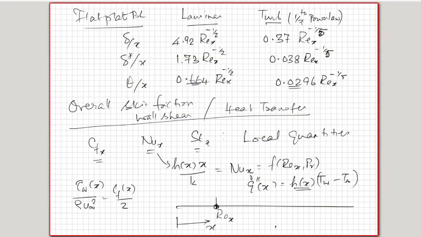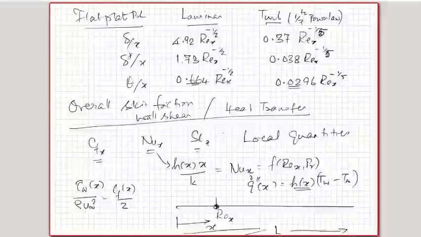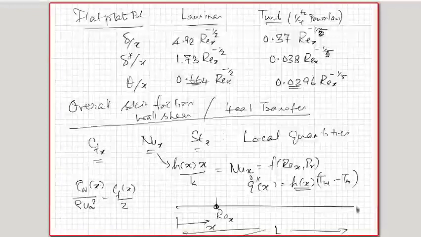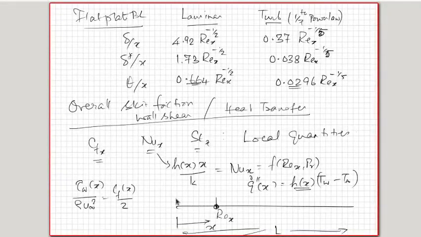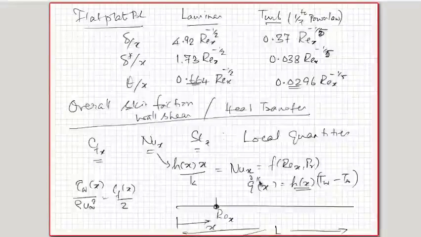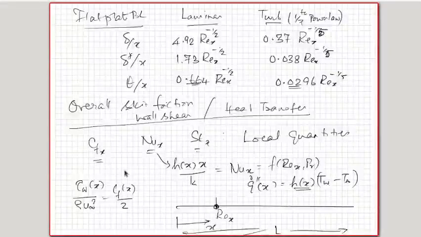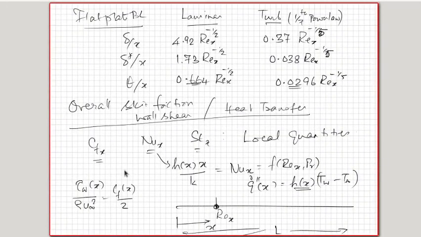So suppose I have a plate of length L, then I would actually need the integral of the shear stress multiplied by the area, which is the shear force over this entire plate, or the averaged quantity, which is the shear force over the entire plate divided by the area of the plate. Similarly, the heat transfer over the entire plate divided by the area of the plate. So you need an average heat transfer coefficient or average skin friction coefficient as an output of most of our convective heat transfer problems.